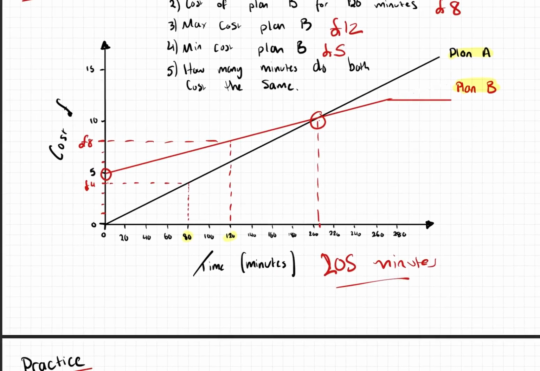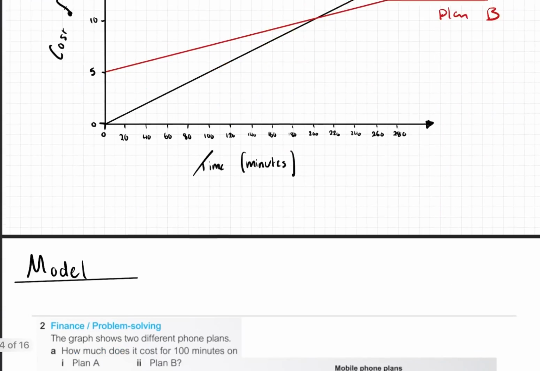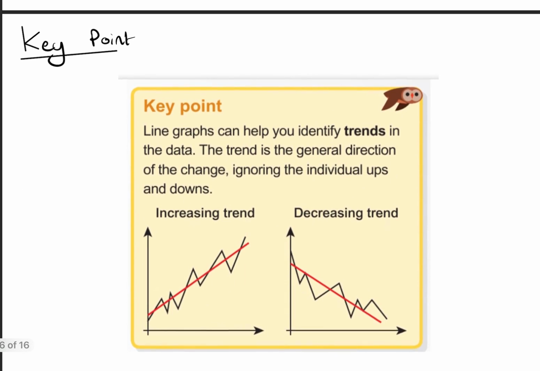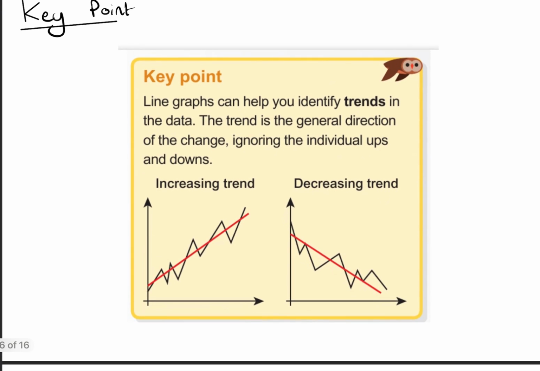Okay, great. So you're going to have a go at the model. Well, this is the practice. You're going to have a go at that on the Google form, and then let's move on. You should be working on scrap paper if I've not mentioned it, so can you just copy this down? So line graphs can help you identify trends in the data.